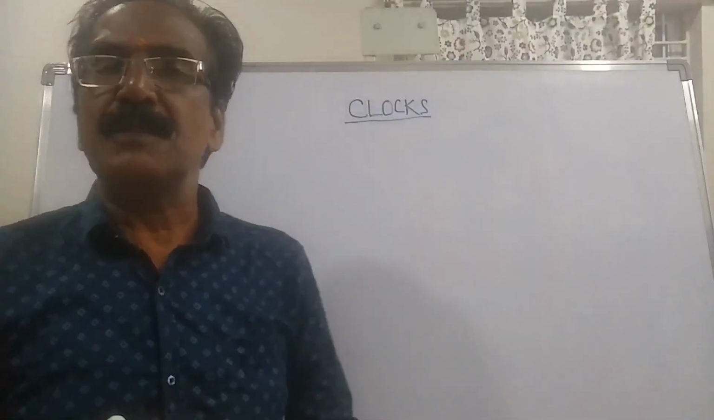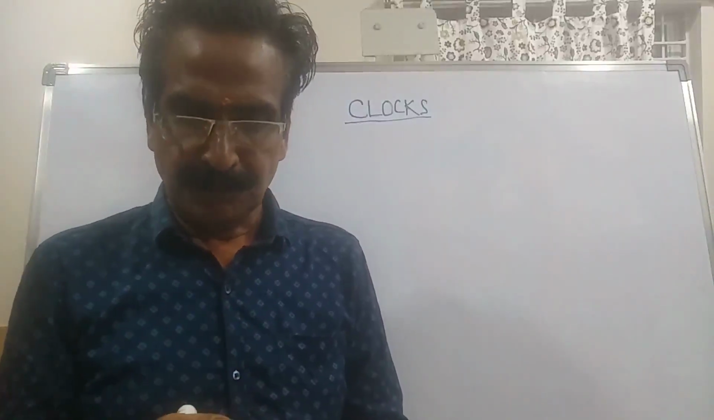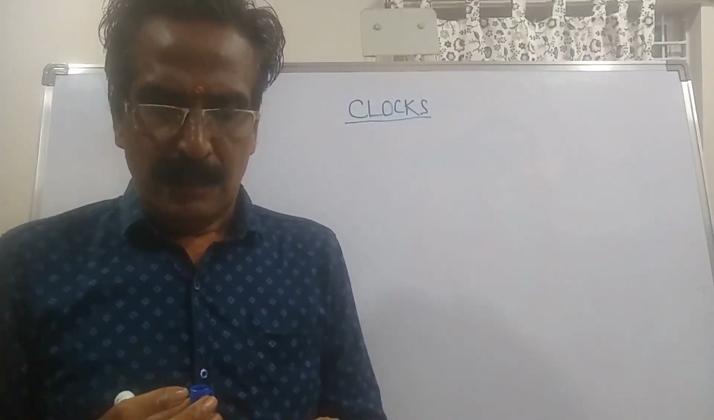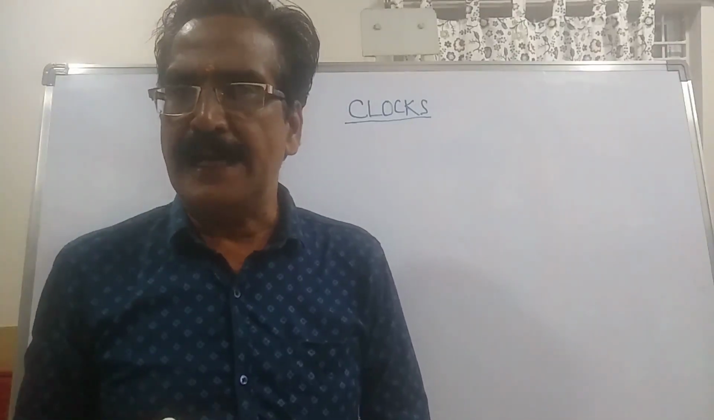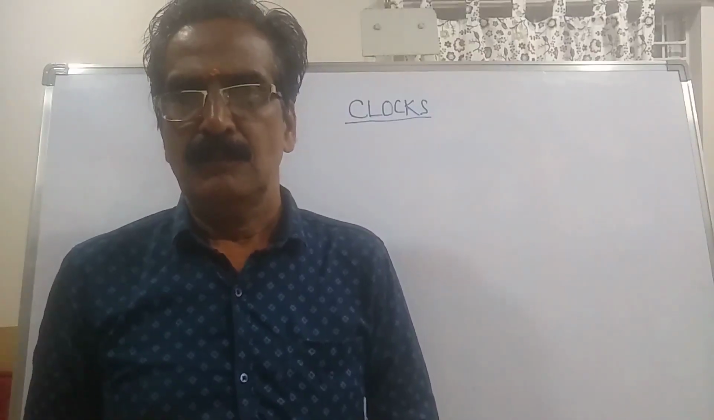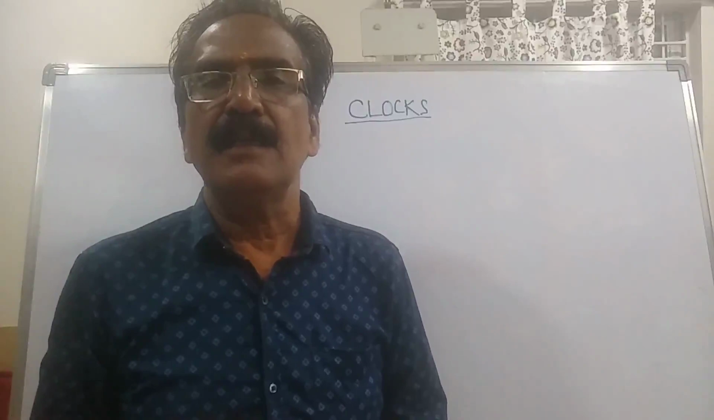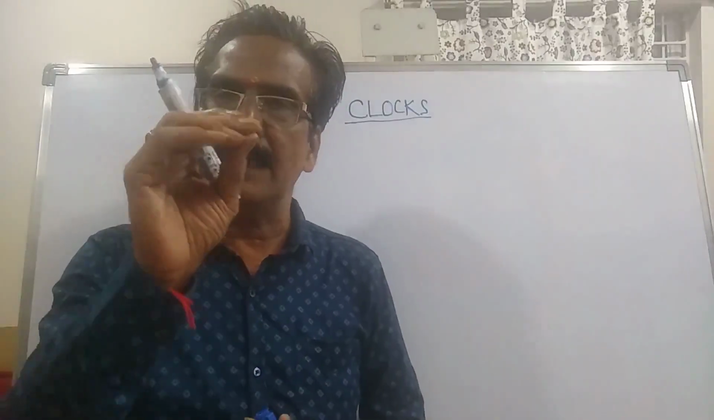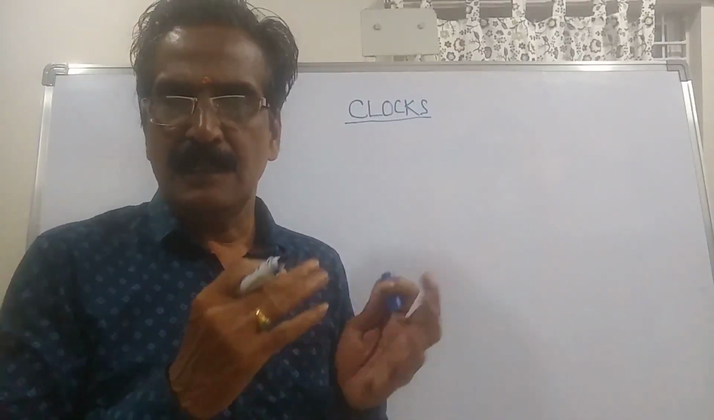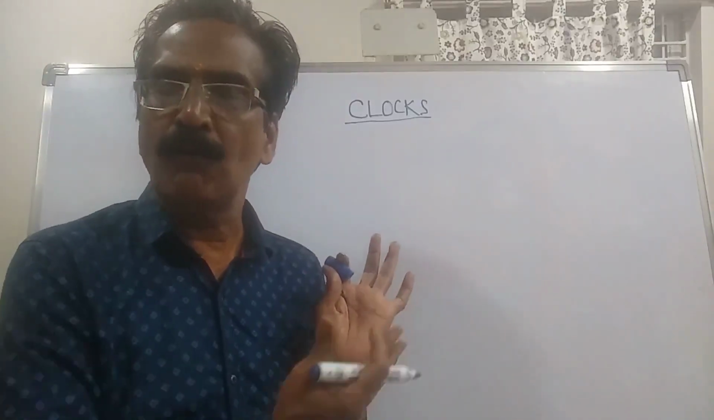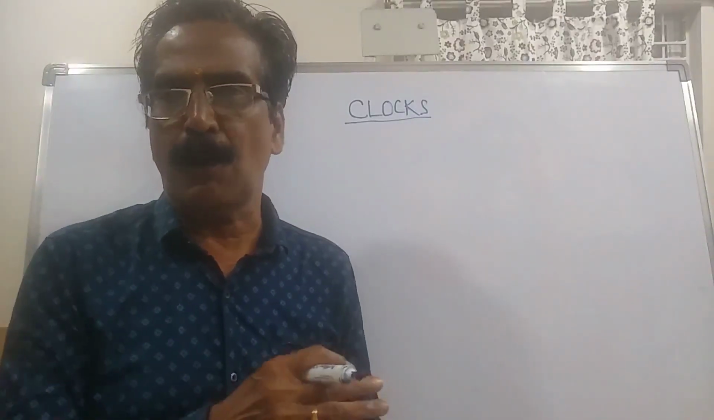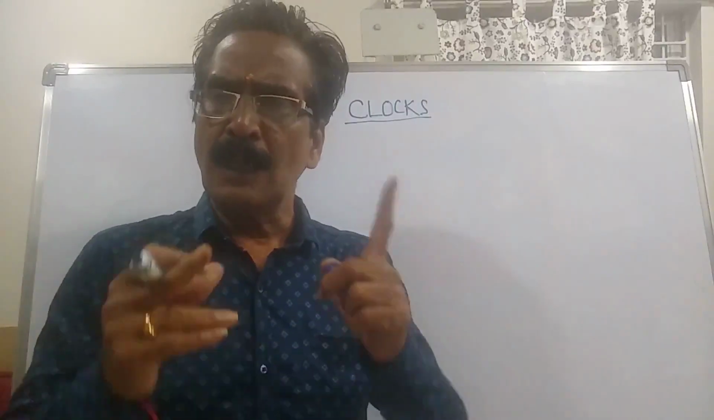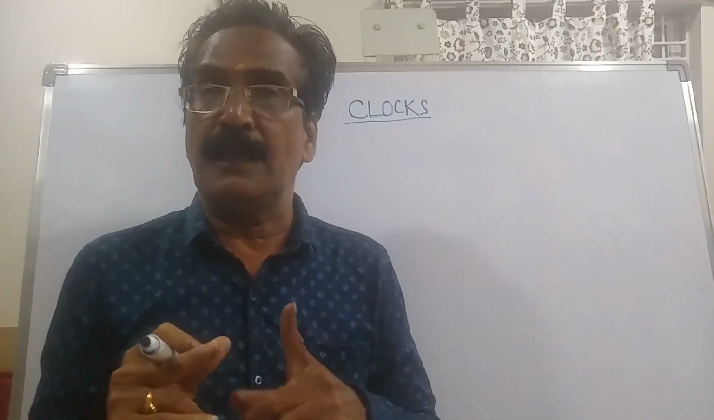So let us continue problems in clocks. Yesterday, the problems we discussed: what is the angle between the hands of a clock at a given particular time? Time was given, and we discussed how to find the angle between the hands of the clock at that time. Now today the reverse problem, in the sense angle will be given and we have to find the time at that particular angle.